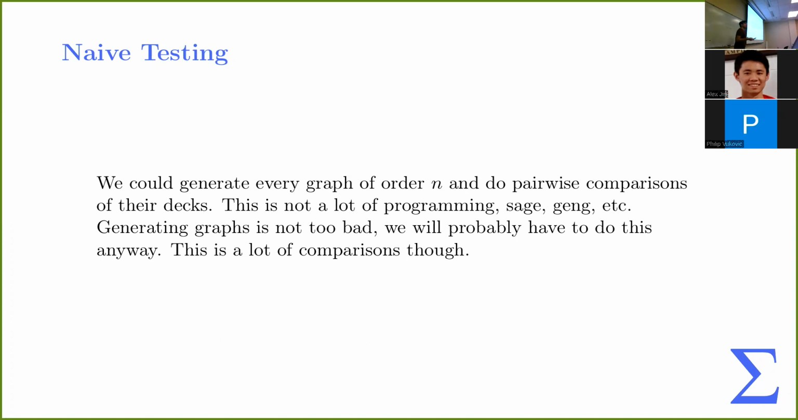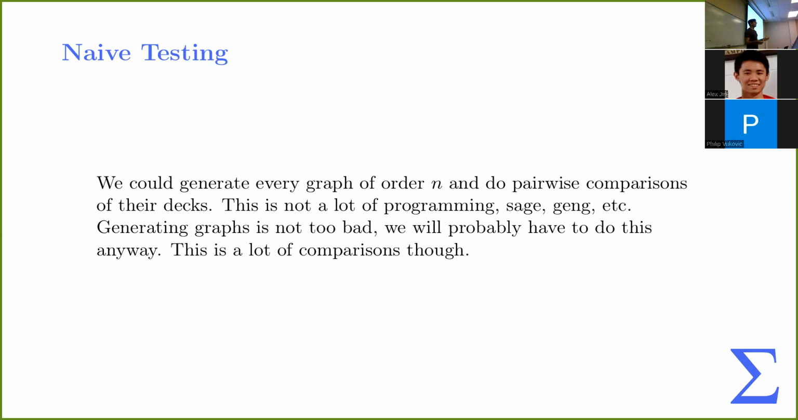The issue is that's a lot of comparisons. The reconstruction conjecture has actually been proven for disconnected graphs. But even if you're looking at connected graphs of order 11, for example, there are about 1 billion graphs. So that's 1 billion squared comparisons. And those comparisons are also really slow, right? That comparison of checking if two graphs are equal.